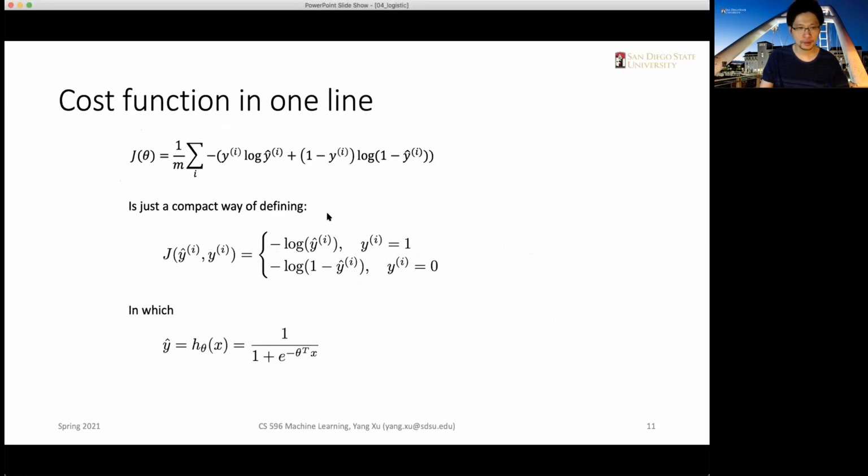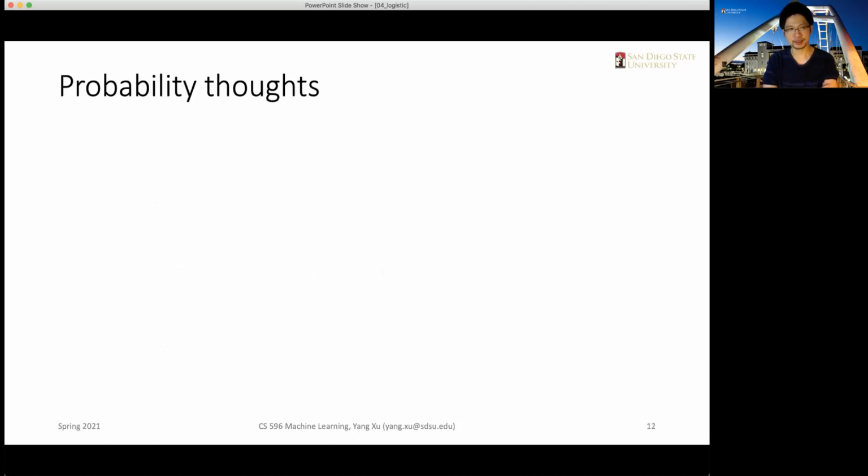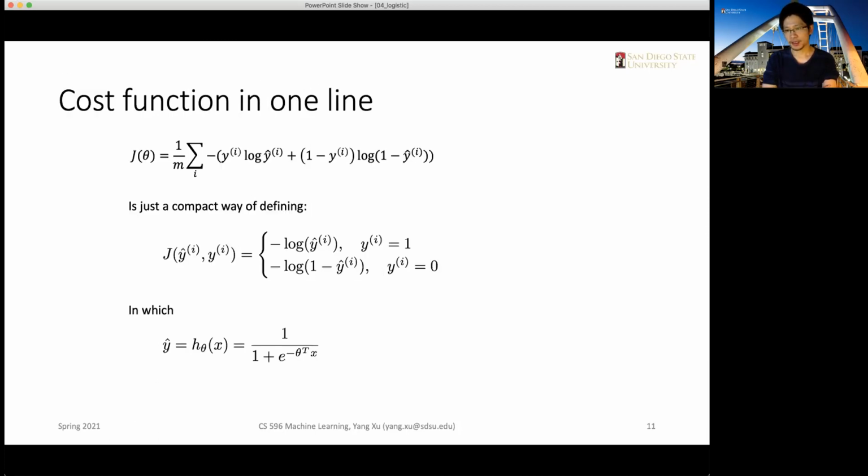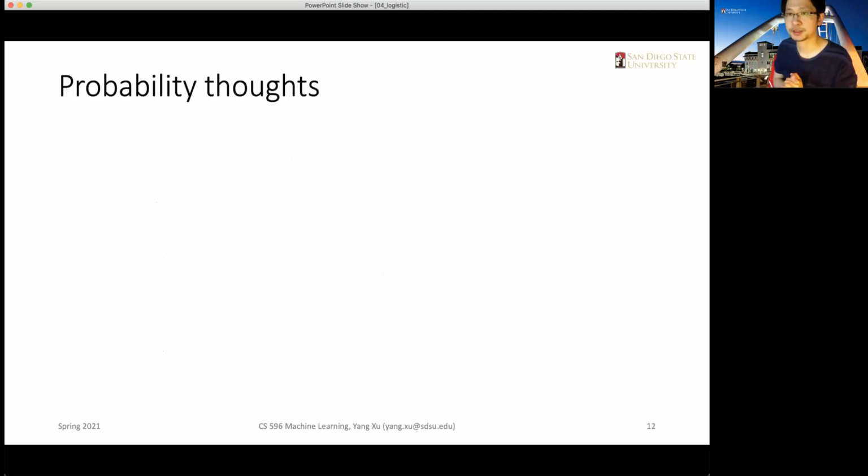Given this cost function and the form of the model function, we're able to set up the training pipeline. Okay, so there's actually another way of thinking about the cost function for logistic regression. I think it would be really interesting if we go through this probabilistic way of thinking, right?